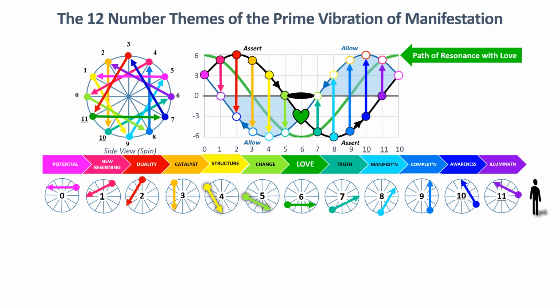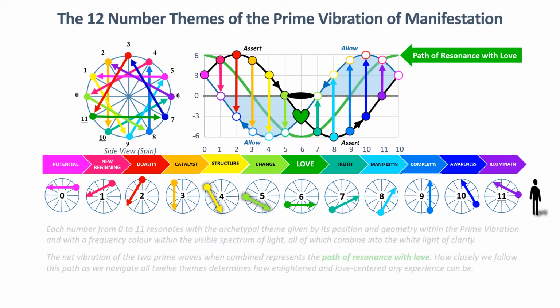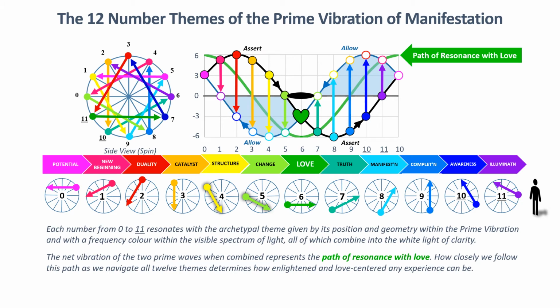Since the prime vibration itself represents position 6 gaining self-awareness through polarity, and that position 6 resonates with the theme of love, as we will soon see, the green wave is actually the path of resonance with love. As such, any position or positions out of alignment with this path in any given cycle will distort the prime vibration to some degree and alter its experience of love.